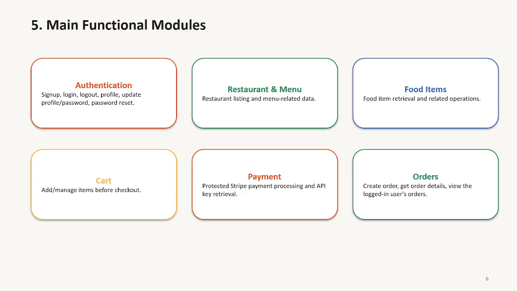The final module is the order module. After successful payment, the order is created and stored in MongoDB. Customers can later view all their previous orders from the My Orders page. Separating the application into modules makes the project more organized. If we want to improve one module in the future, we don't need to change the entire project. This is one of the advantages of the modular approach.